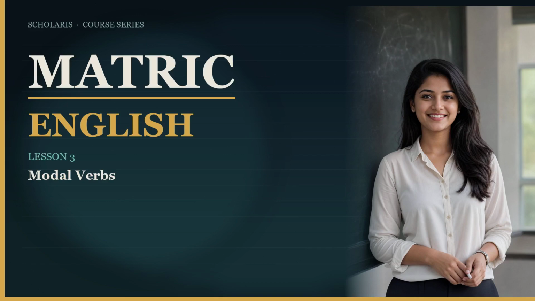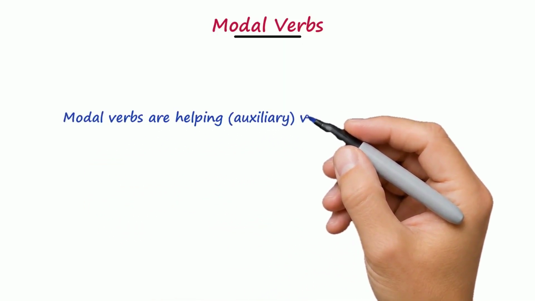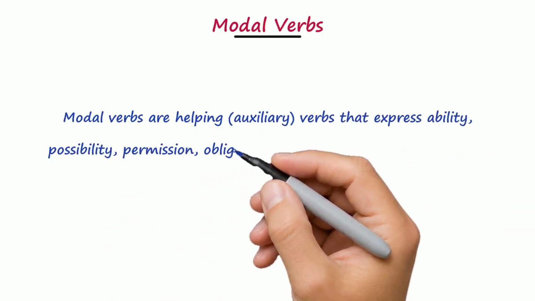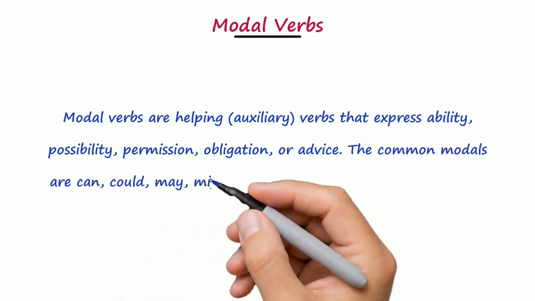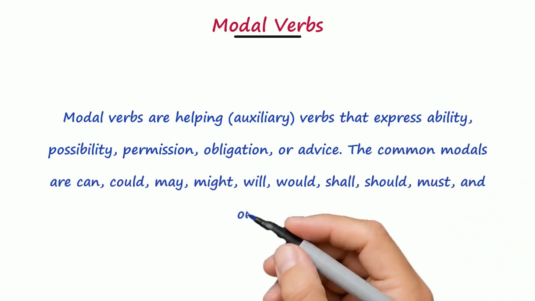Today in Matric English, Lesson 3: Modal Verbs. Modal verbs are helping, auxiliary verbs that express ability, possibility, permission, obligation, or advice. The common modals are can, could, may, might, will, would, shall, should, must, and ought to.